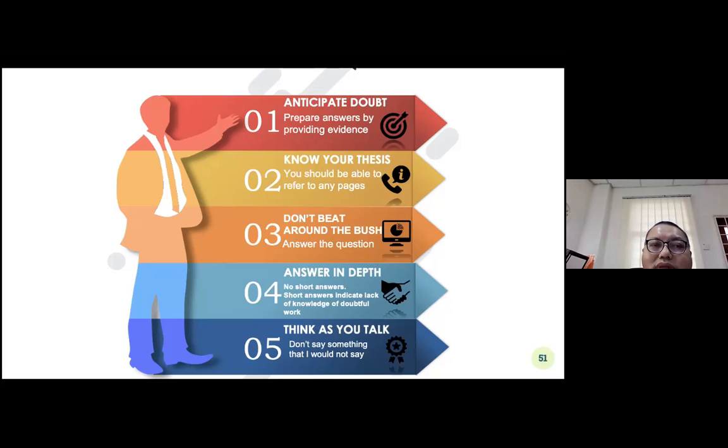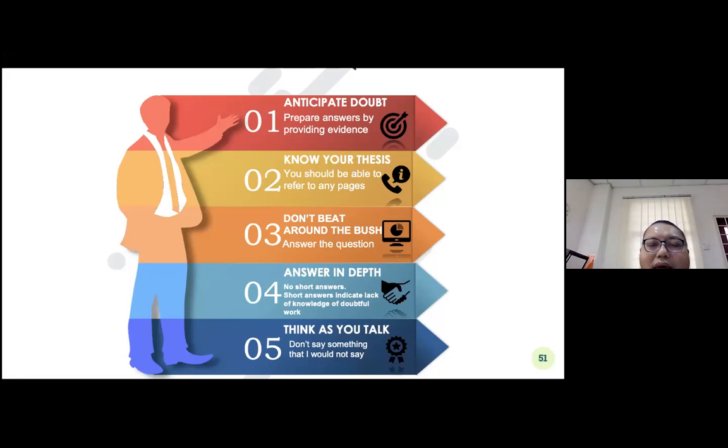Some examiners want to see the proof. You said that you have collected 380 questionnaires. Can I see that? Yes, come across that. If you do a qualitative analysis, we examiners want to see how you did the transcribing. We want to see the proof. We want to see the audio, how you recorded, and so on. So these are the evidence that need to be prepared in your PCs. And know your thesis. You should be able to refer to any page.